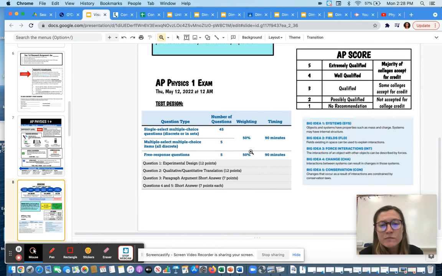So the test is extremely in-depth. It does require a lot of writing, and there aren't a lot of numbers. So the AP Physics 1 test is pretty robust, and it is a long test.